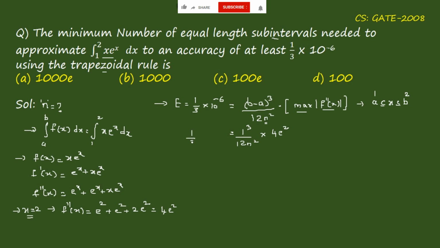This is equal to 1 by 3 into 10 power minus 6, right? So the 1 by 3 and 1 by 3 get cancelled here. Substituting the values, we get 10 power minus 6 is equal to e square by n square. So n square is equal to e square into 10 power 6. Then n is equal to 10 power 3 e, which is equal to 1000 e. So the number of subintervals is option A.